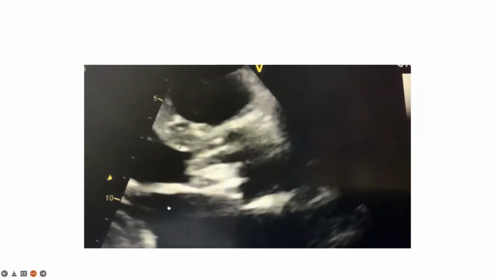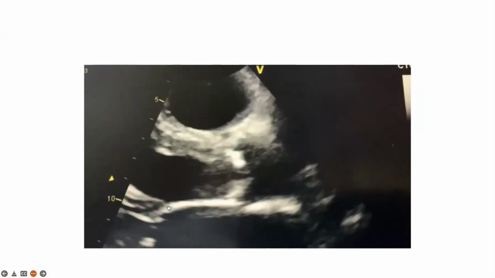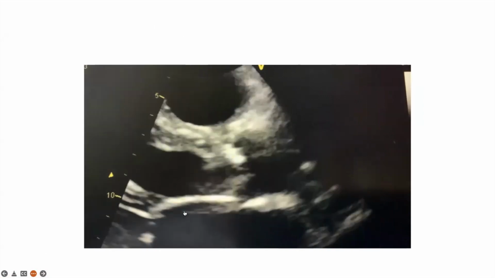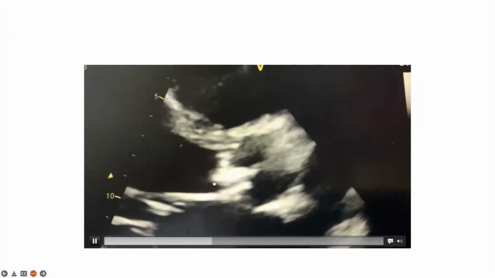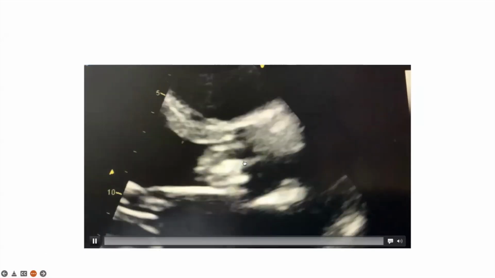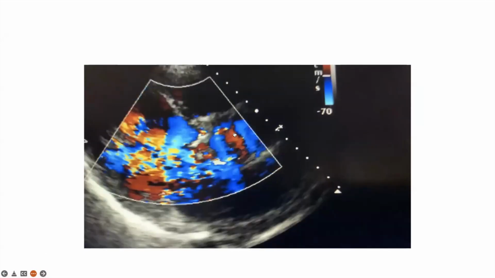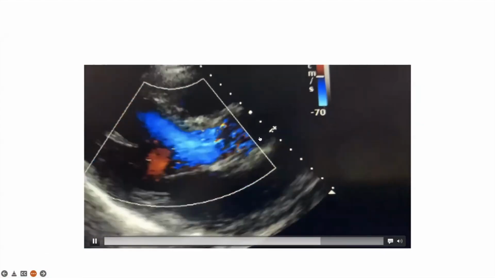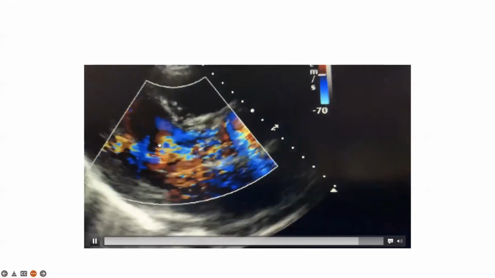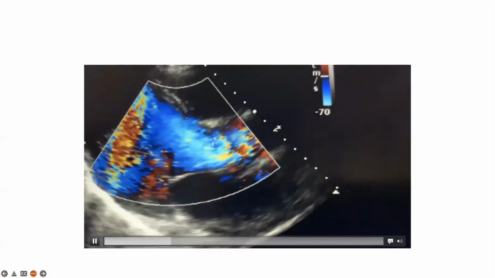This shows you a patient who we operated upon. He had aortic valve endocarditis. We can see the aortic valve here. It has some vegetation, some mass, which is attached to the leaflets. And when we put the color on, we can see a large proportion of flow going backwards into the LVOT. This was severe aortic regurgitation.